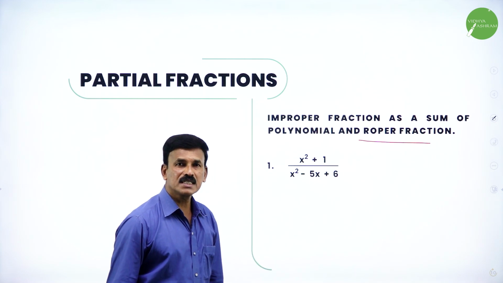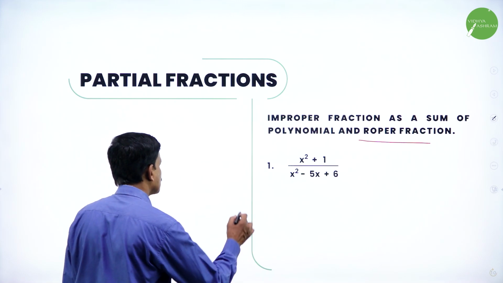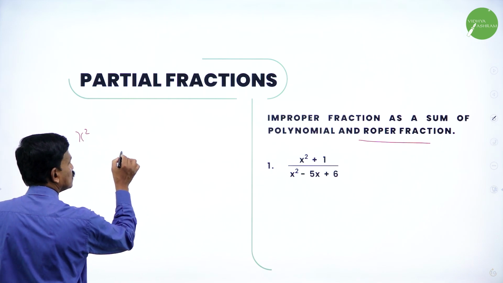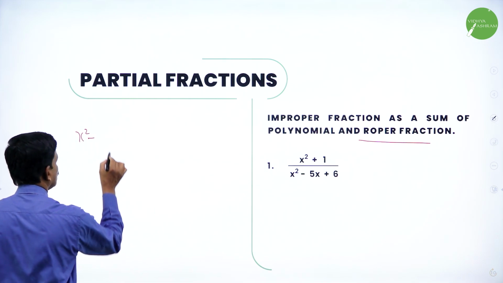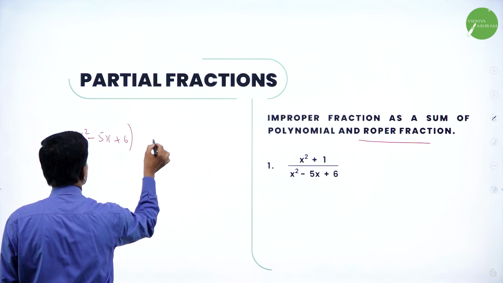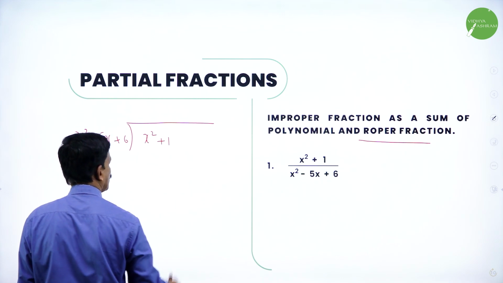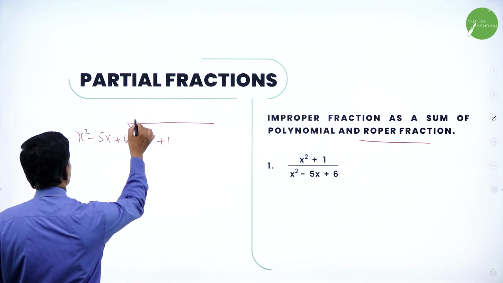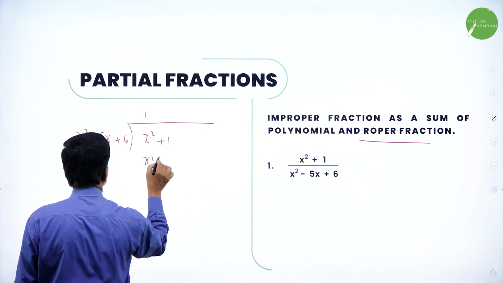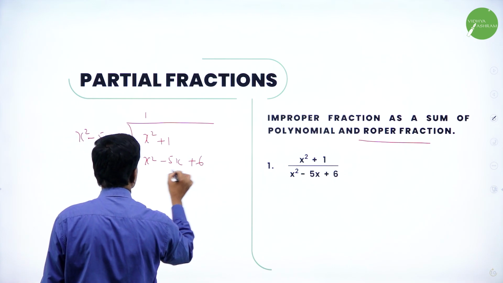Okay. Now, let us take an example. Divide x square plus 1 by x square minus 5x plus 6. Let us divide this. Here we have x square plus 1. So, just multiply by 1. What will we get? 1 into x square is x square, 1 into 5x is 5x, plus 1 into 6 is 6.